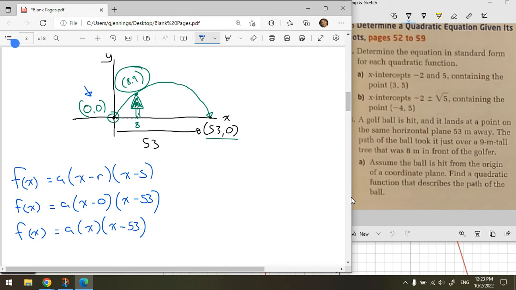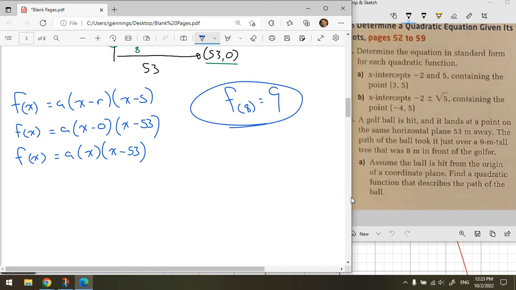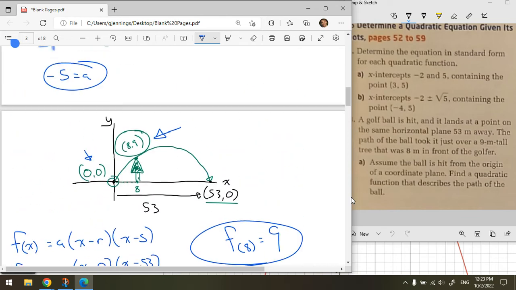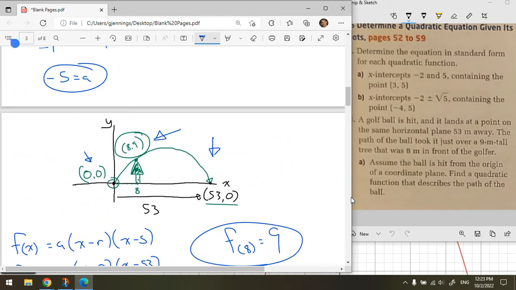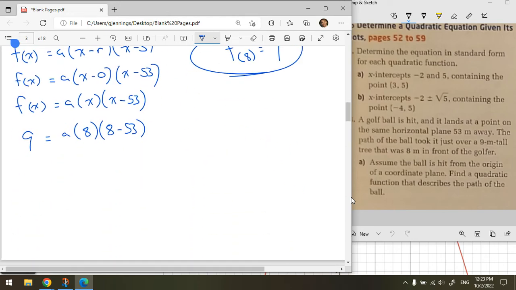Now, we are going to use this point to solve for a, (8, 9). So we know that when the function is at x value 8, it has an output of 9. Okay, that's the point that we're looking for. So 9 is equal to a multiplied by 8 multiplied by (8 - 53). Okay, we know a is negative because this is a quadratic that's opening downwards. And it looks fairly shallow, to be honest.